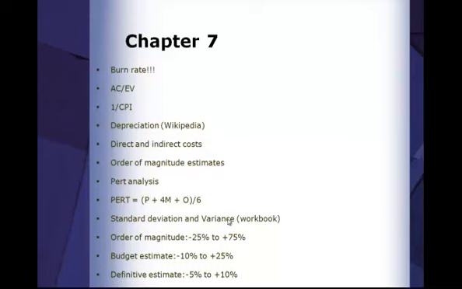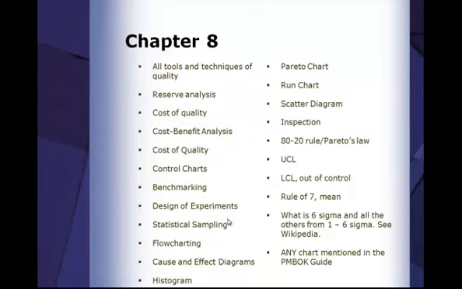Here we've got some of those accuracy terms I was talking about. Order of magnitude is -25 to +75% accurate, right? Budget estimate is between -10 to +25%, and definitive estimate is -5 to +10%. You might want to go learn a little bit more about those. You can actually Google them, learn more.